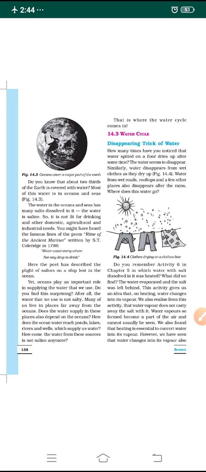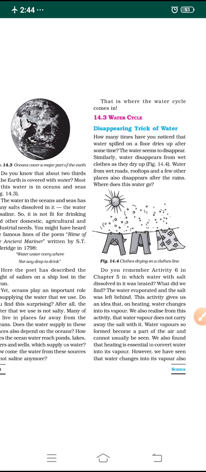We have already done an activity in chapter number 5, wherein we discussed how salt dissolves in water when it is heated. When the water mixed with the salt is heated up, what happens? The water gets evaporated, and only the salt is left behind.